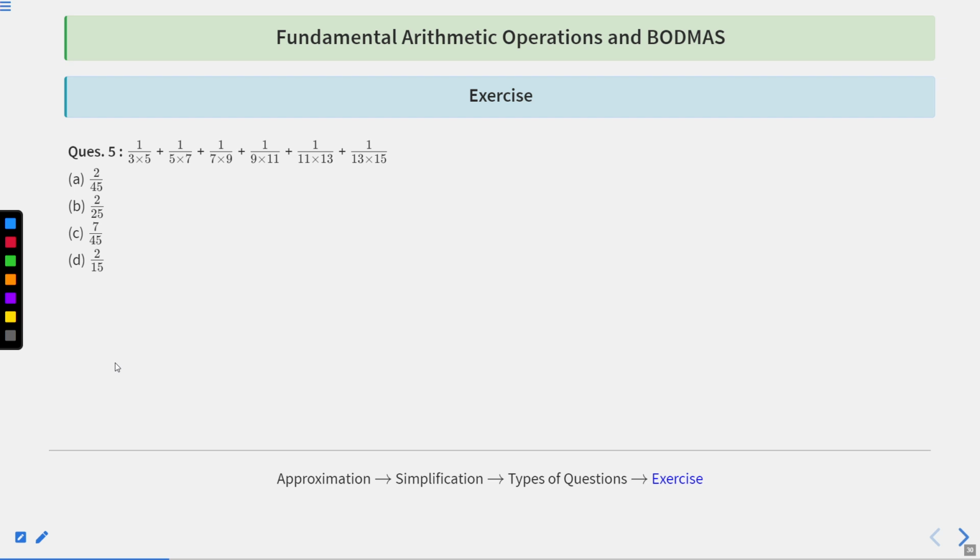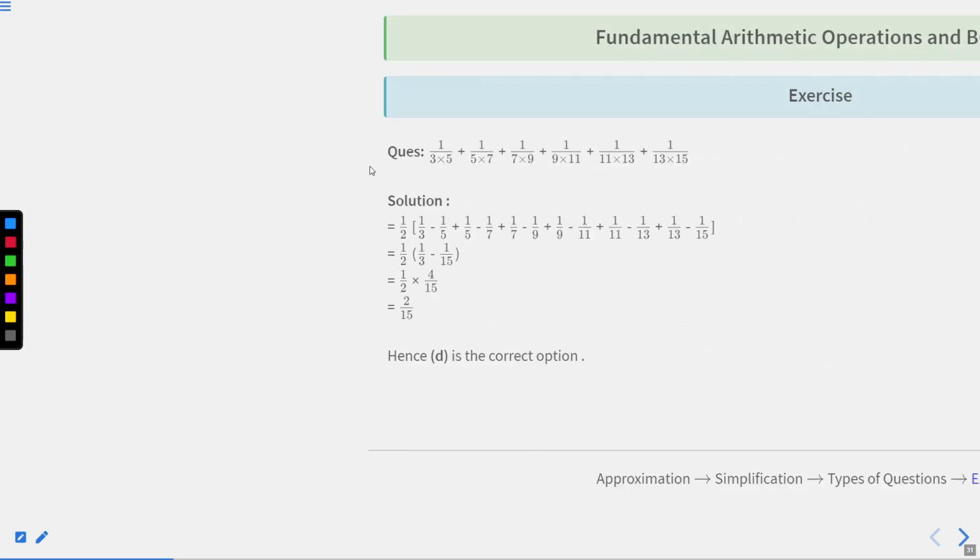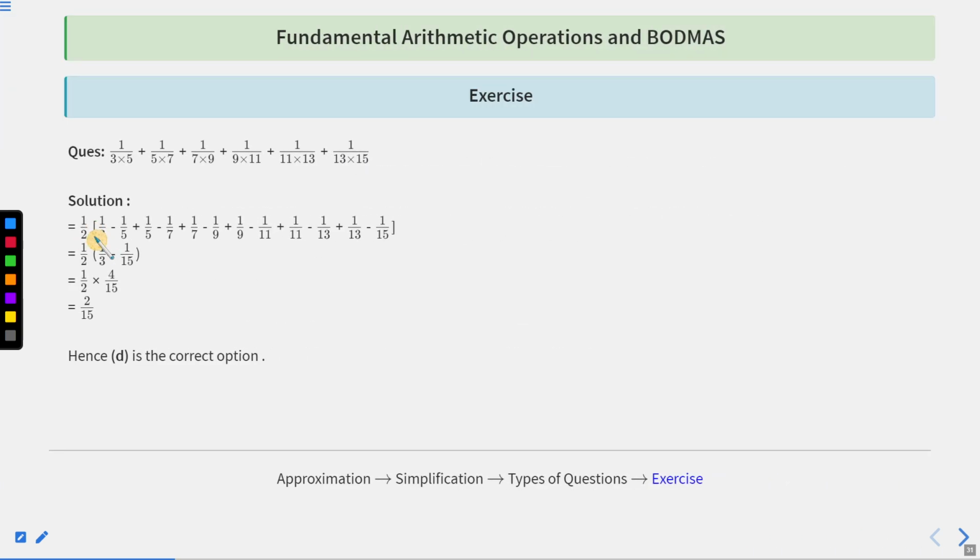So let us move ahead to question number 5. In question number 5, we have 1 upon 3 times 5 plus 1 upon 5 times 7 plus 1 upon 7 times 9 plus 1 upon 9 times 11 plus 1 upon 11 times 13 plus 1 upon 13 times 15. So again, taking 1 upon 2 common here, the fractions can be written as 1 upon 3 minus 1 upon 5, plus 1 upon 5 minus 1 upon 7, plus 1 upon 7 minus 1 upon 9, plus 1 upon 9 minus 1 upon 11, plus 1 upon 11 minus 1 upon 13, plus 1 upon 13 minus 1 upon 15.